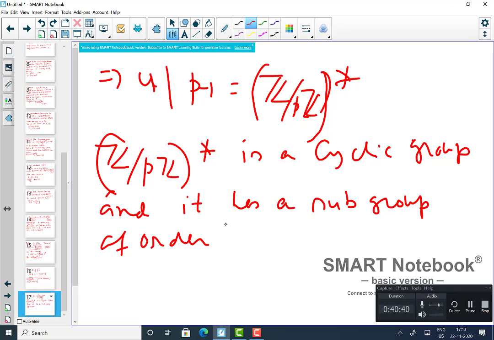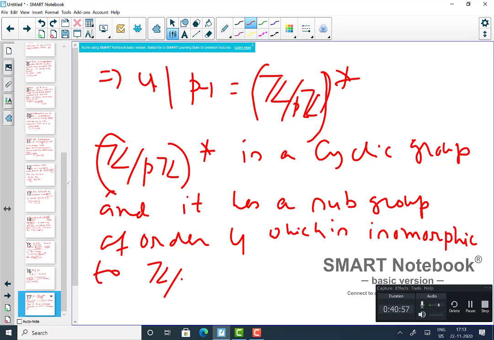of order 4, right, which is isomorphic to Z mod 4Z, because all subgroups of a cyclic group are cyclic. So we have a subgroup, right? And what does that mean? That means that it has an element of order 4. That's the important thing, because the cyclic subgroup of order 4 is generated by a single element that is of order 4, right?